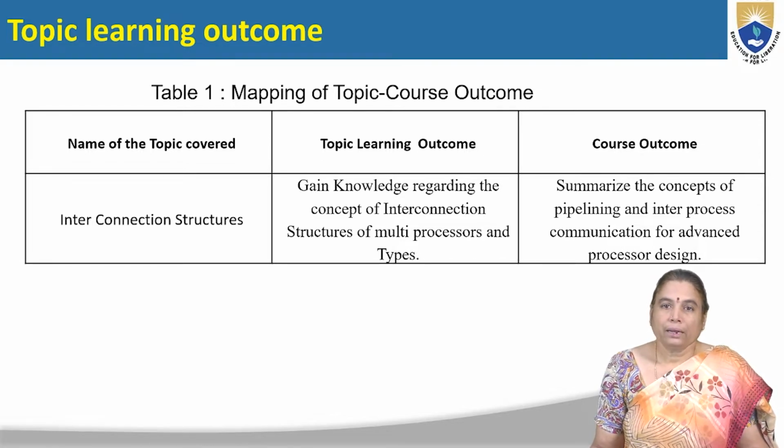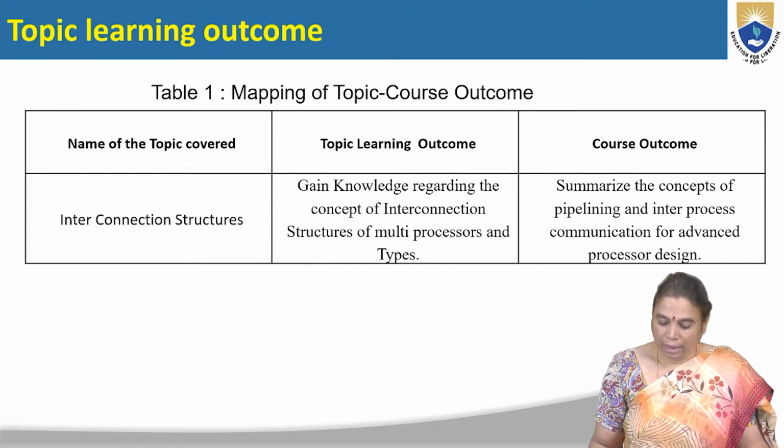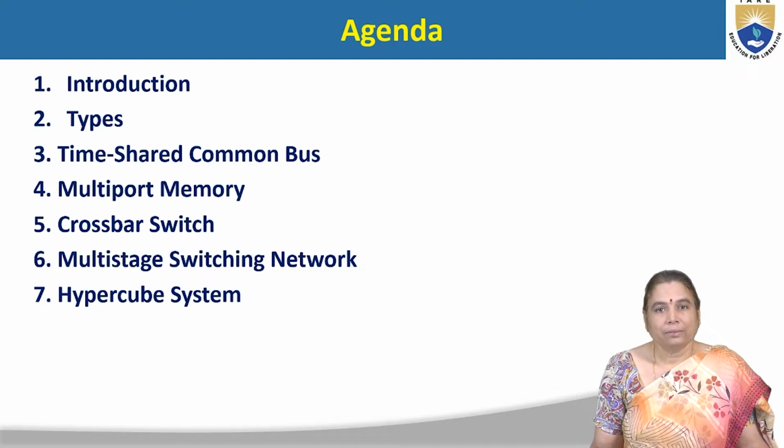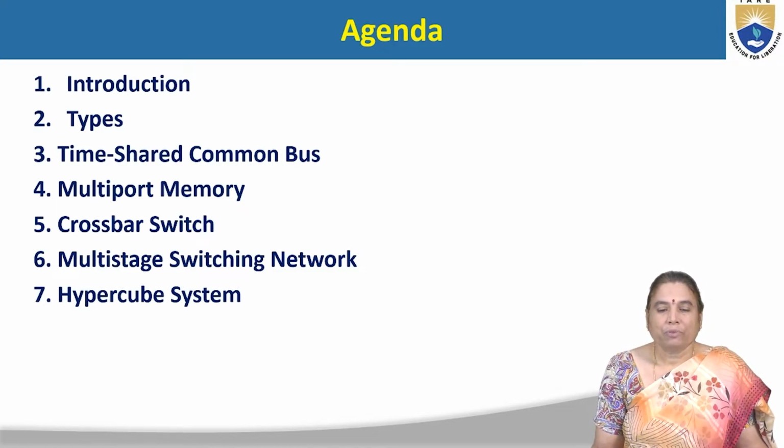This topic's learning outcome maps to the course outcome of summarizing the concept of pipelining and inter-process communication for advanced processor design. The topics discussed in this video are: introduction, the types of interconnection structures, time-shared common bus, multi-port memory, crossbar switch, multi-stage switching network, and hypercube system.